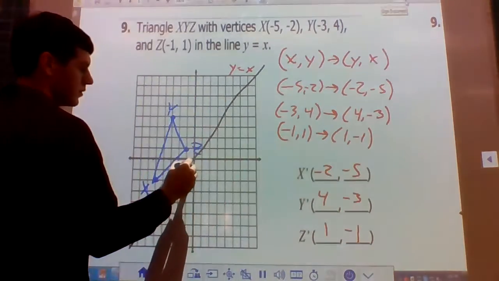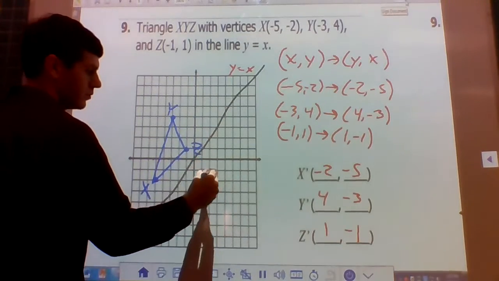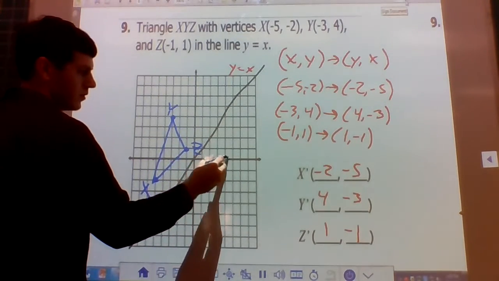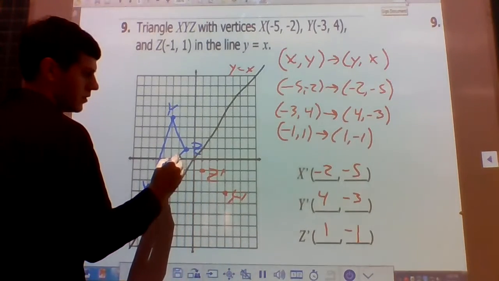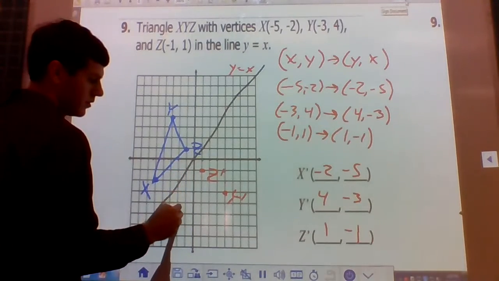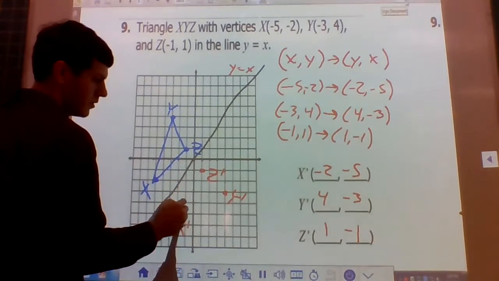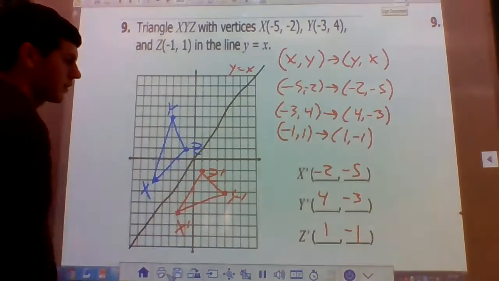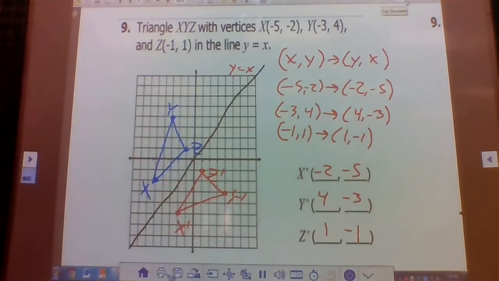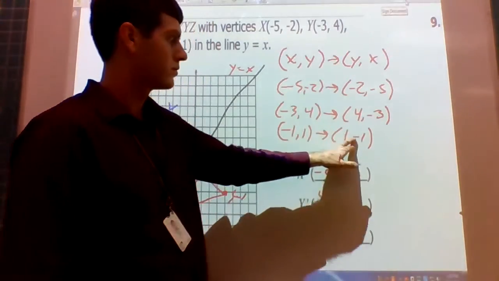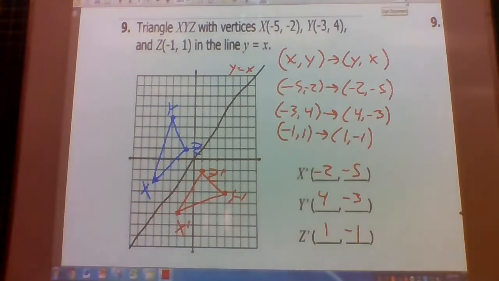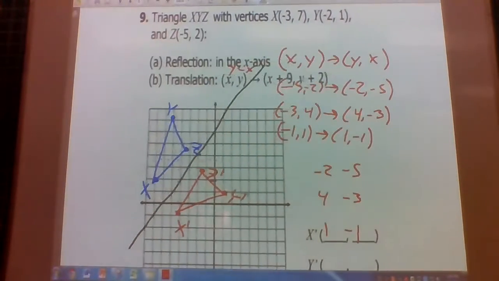Let's plot our points. So here is Z prime. Okay, so we're reflecting over the line y equals x. All we do is switch our coordinates. Okay, and then the last two here are a combo of translation and reflection.